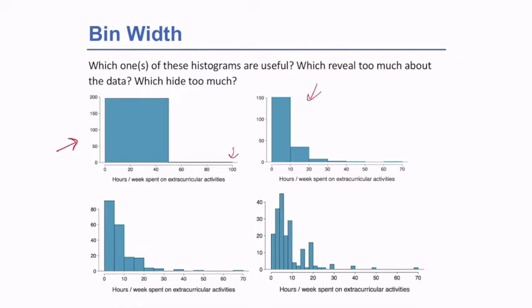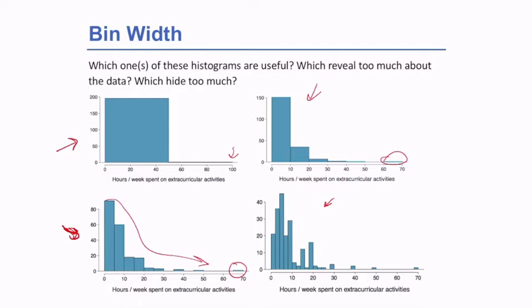The 0 to 10 is pretty good. This one in 5-hour increments also works. Gives us the general shape. The right skew shows the one outlier. Those work pretty good. This last one is a little bit too fine.